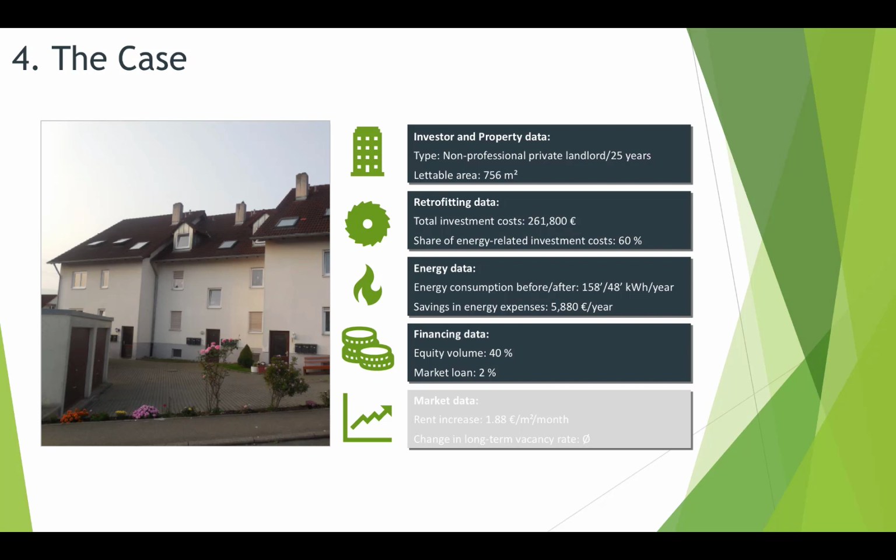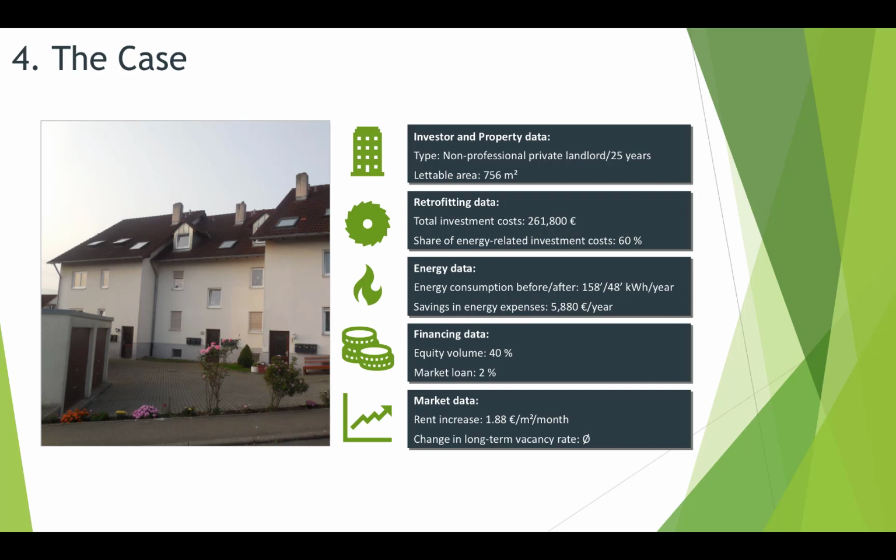Last but not least, the setting of your property in the market. It is assumed that due to the refurbishment, rents can be increased accordingly. The tool considers different types and procedures of rent increases. In this case, it is assumed that rents will go up by around €2 per square meter and month. Additionally, the long-term vacancy rate of the property can be chosen. Now, as we know several key input parameters, we can go one step further.